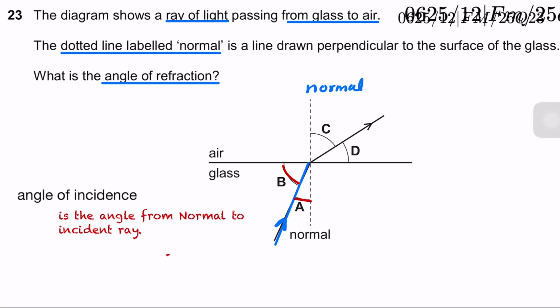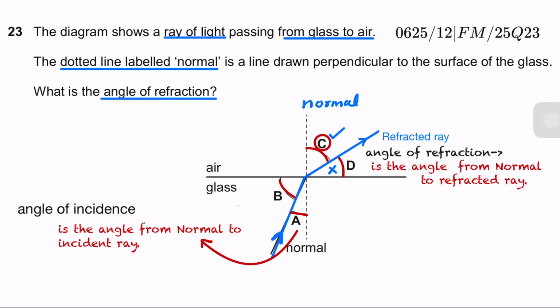Now, what is the angle of refraction, as the question demands? You have two more angles left, C or D. Which one is your angle of refraction? Based on the statement, the angle of refraction is the angle from the normal to the refracted ray. So this angle means not D, because D is not the angle from the normal. It is the angle from the refracted ray to the surface. This is the surface, so this is wrong. It has to be from the normal to the refracted ray.